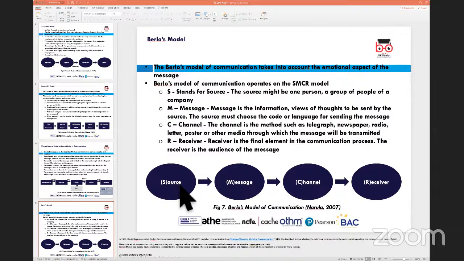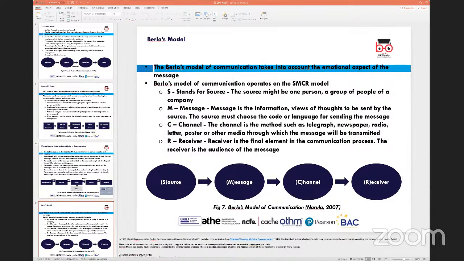The source, which refers to the person or the entity through which the communication is being initiated. We look at message, which talks about the information or the content being communicated. The channel, which represents the medium or the means through which the message is being communicated or transmitted. And receiver, which focuses on the person or the group of people who are actually receiving the message and interpreting or decoding it. And they could be using things like symbols, words, gestures, which could be used in decoding this message. And that is where the receiver actually becomes important.